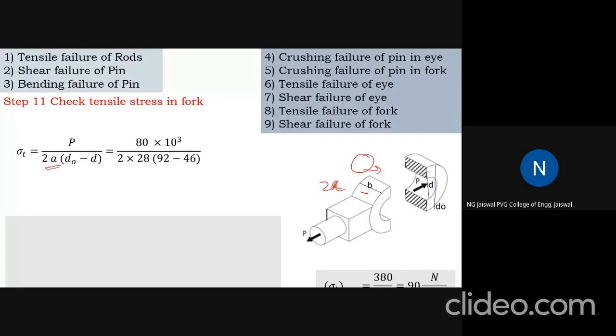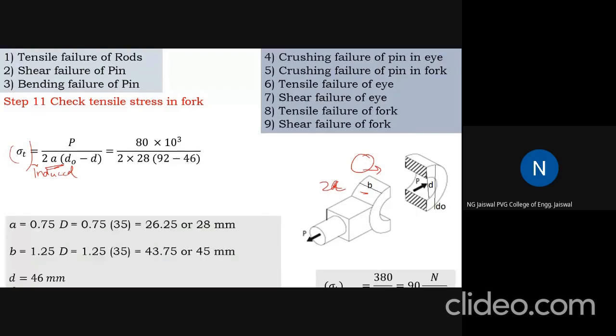So P upon area. Area is what? This area is (DO minus D) into B. So instead of into B, I will say into 2A. That becomes the area. So this is actually nothing but an induced stress. Why induced? Because I already found out diameters and I put the diameter values here. That's why this is the stress value experienced by the material. This induced stress must be less than permissible.